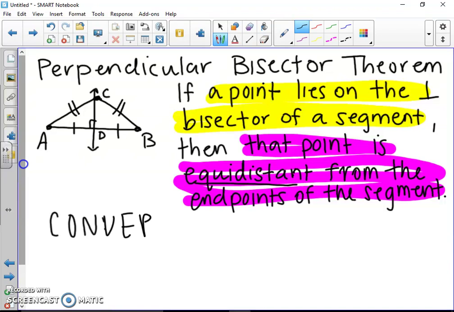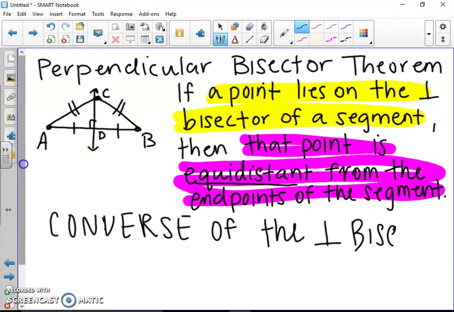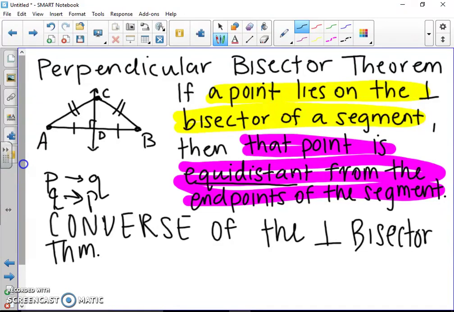So the converse of the perpendicular bisector theorem. Okay, and remember we've done this since the beginning of the year. Converse, well, what does converse mean? If I started with if P then Q, the converse just switches those around. If Q, then P. So that's exactly what we're going to do. We're going to switch the hypothesis with the conclusion.